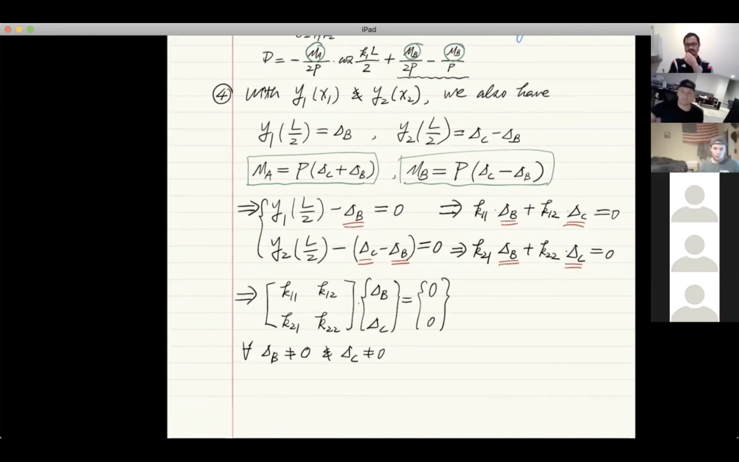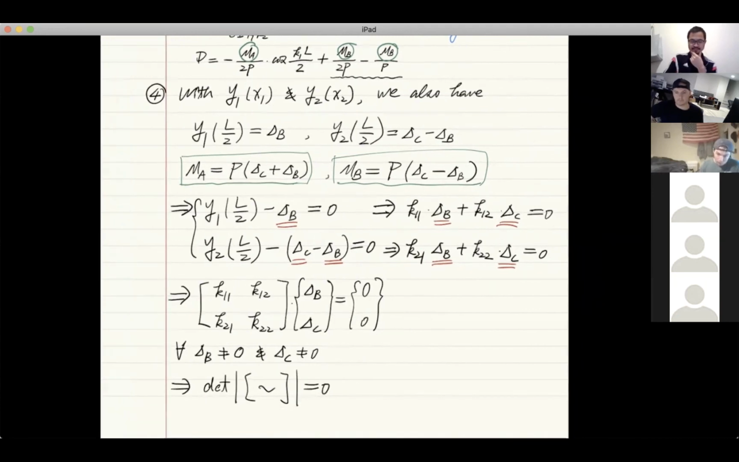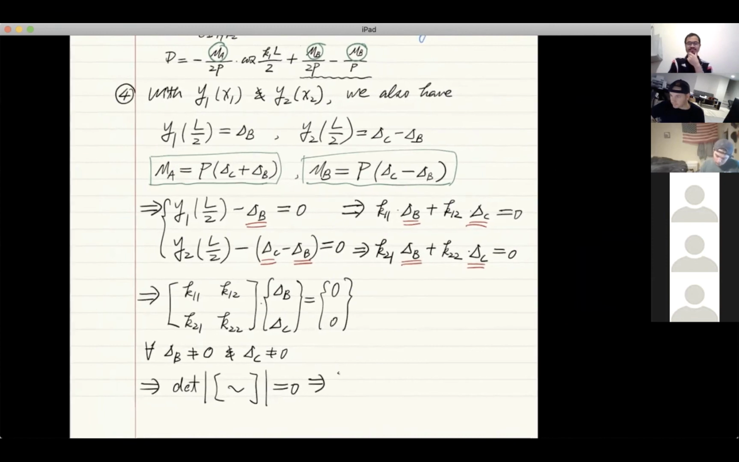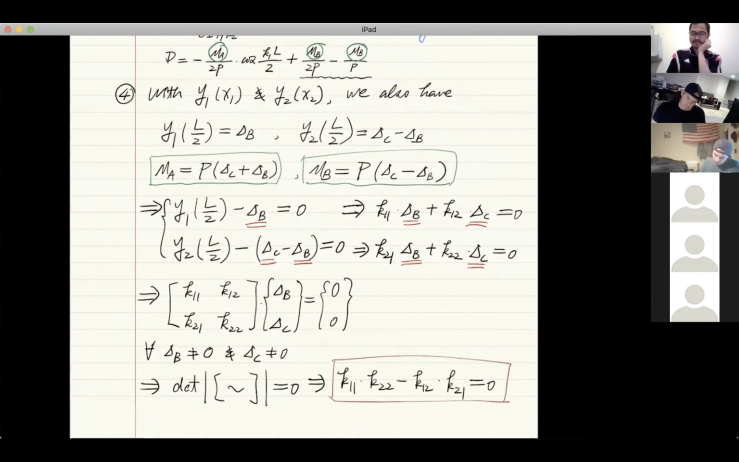And if they are not 0, that will lead to one condition. That means the determinant of this matrix, which I'm not going to copy the whole thing, must be 0. So what's the determinant of this expression? We did this before. You already know that. That means K11 times K22 minus K12 times K21. This must be 0. This becomes our characteristic condition for finding the buckling.